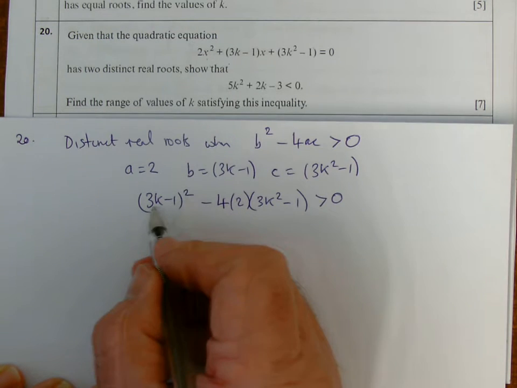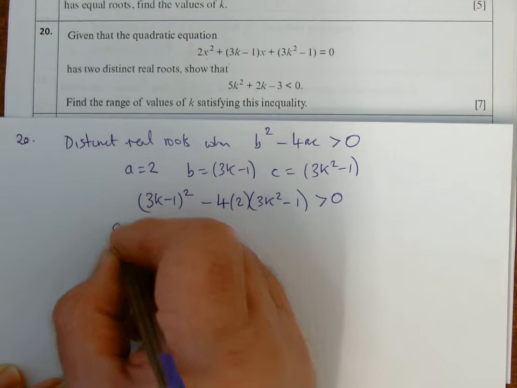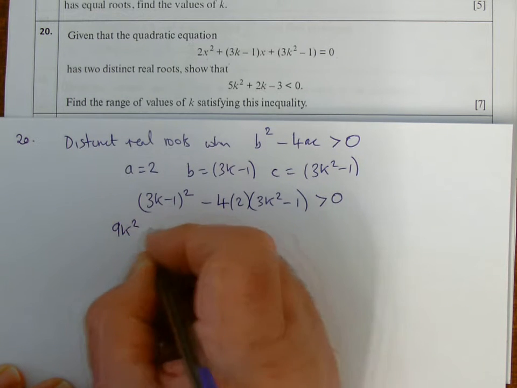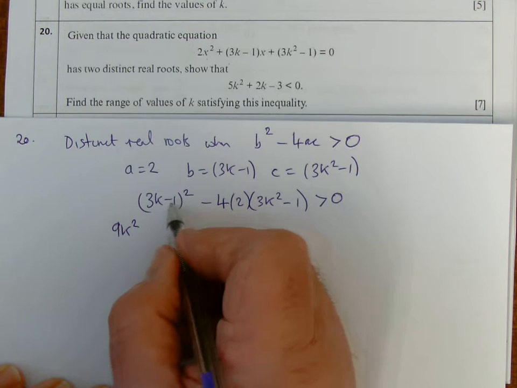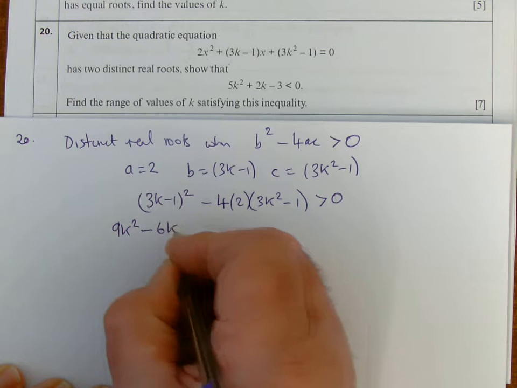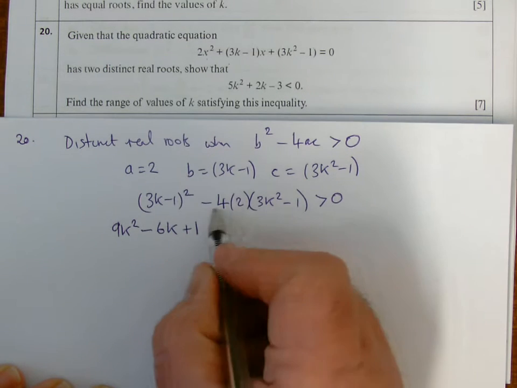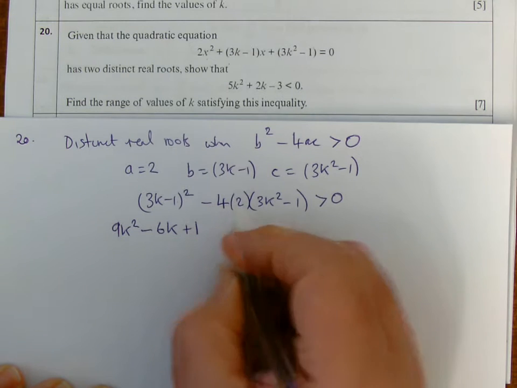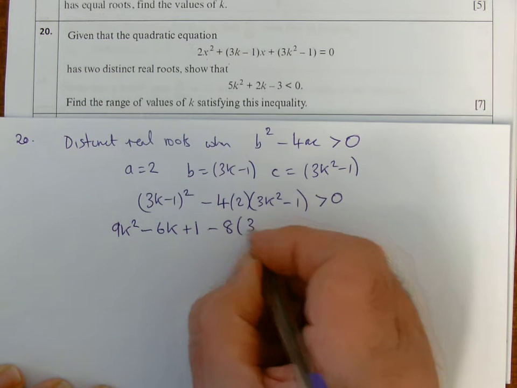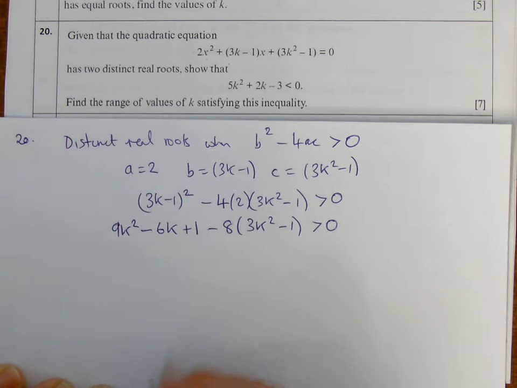Expand out, square the first bracket, square the first term. Square of 3k is 9k squared. Multiply them together and double it. Minus 1 times 3k is minus 3k. Double that is minus 6k. And finally square minus 1, that's plus 1. Minus 4 times 2, so minus 8 bracket 3k squared minus 1 greater than naught.